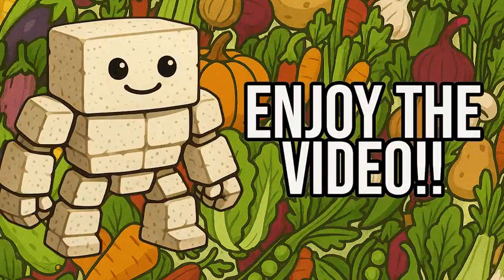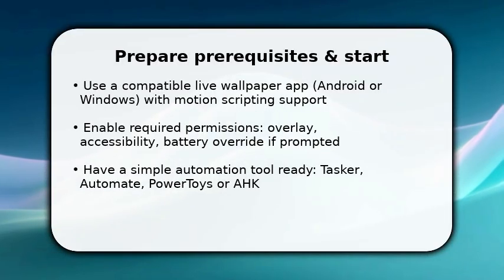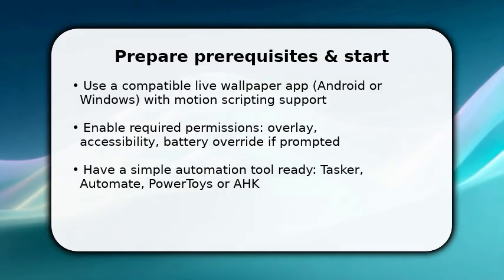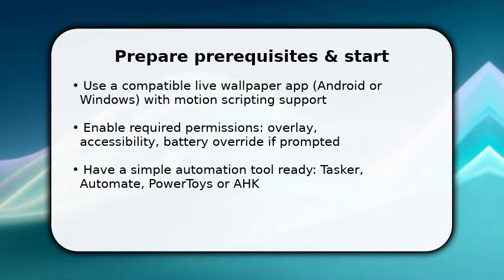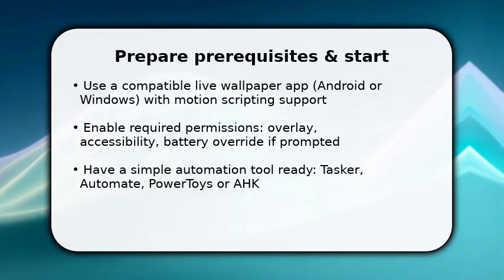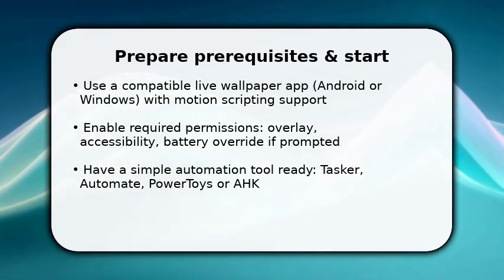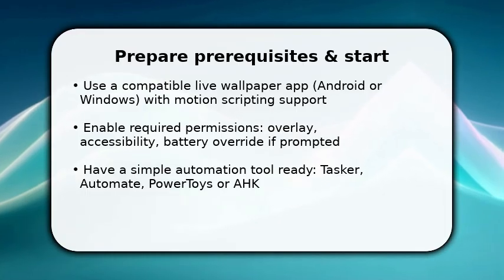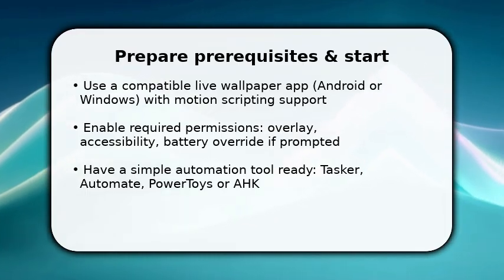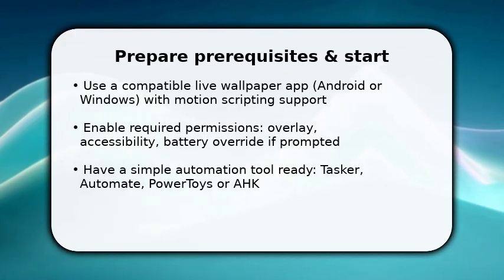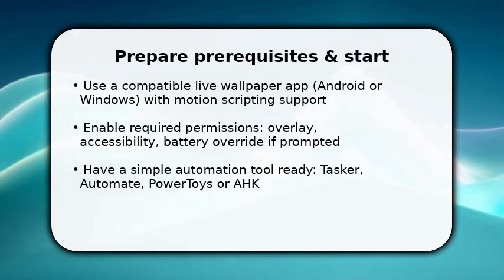Please enjoy the video. You begin by confirming the app and tools you'll use and granting permissions so automation can run. You need a live wallpaper that accepts external inputs or scripting, install Tasker or AutoHotkey, and give accessibility and overlay rights. Once done, create a new automation profile that will simulate the trigger for motion. Set a low-frequency schedule or event source.